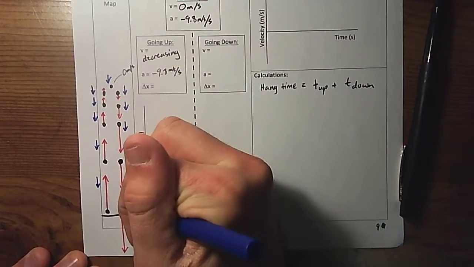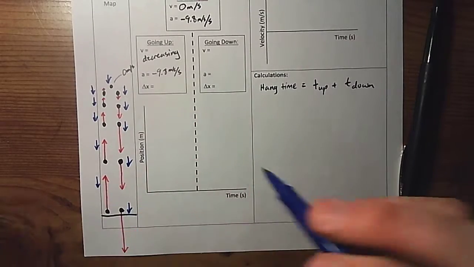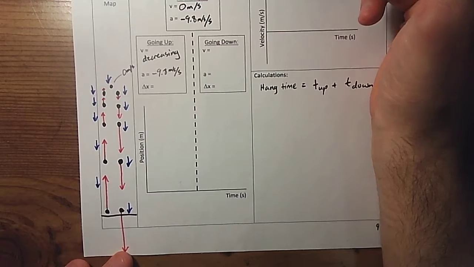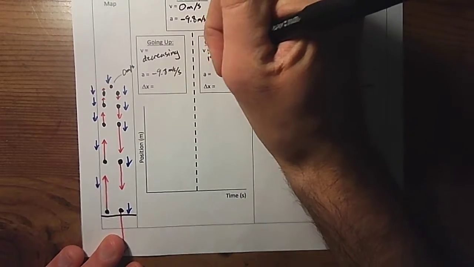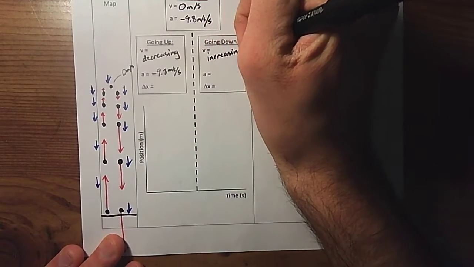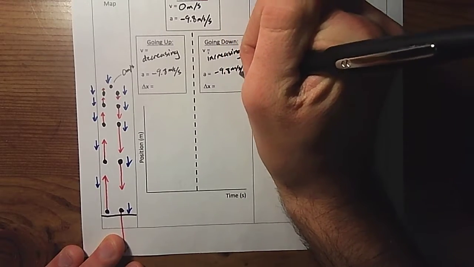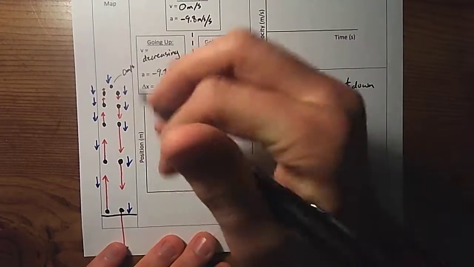And that acceleration continues, always acting on that object because gravity really never shuts off. That's what causes this object to increase speed once it is at the top of its peak, because my acceleration and velocity vectors are going in the same direction. So going down, my velocity is increasing speed, and my acceleration is still negative 9.8 meters per second squared. And then let's look at my change in distance.